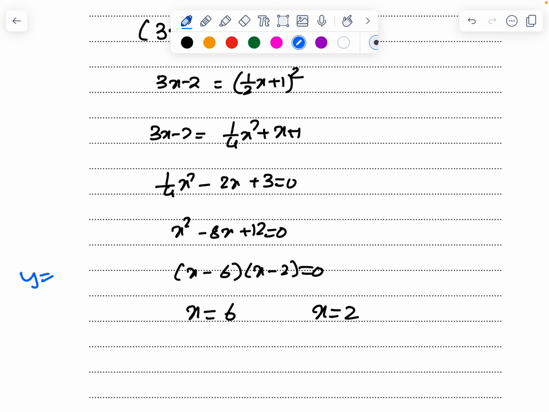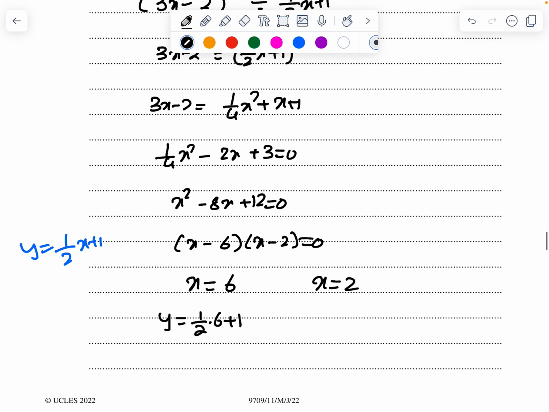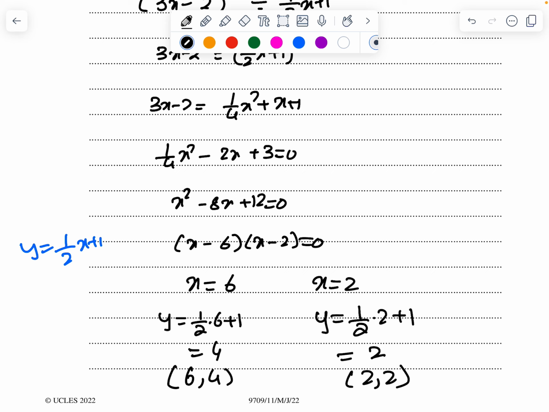But we know that y equals half x plus 1. So plug in that x value over there. So y equals half times 6 plus 1, which equals 4. So the point is 6 comma 4. y equals half times 2 plus 1, which equals 2. So 2 comma 2.